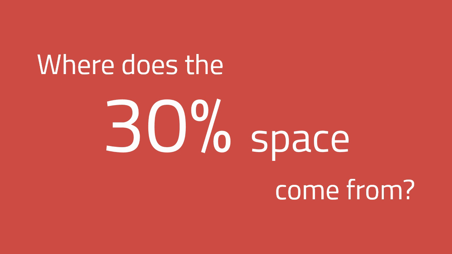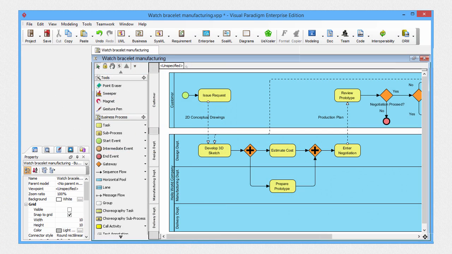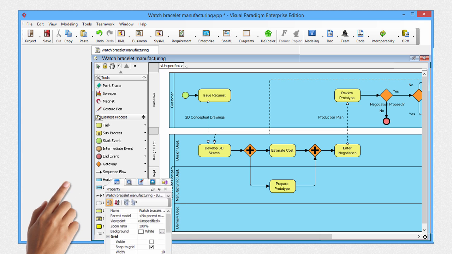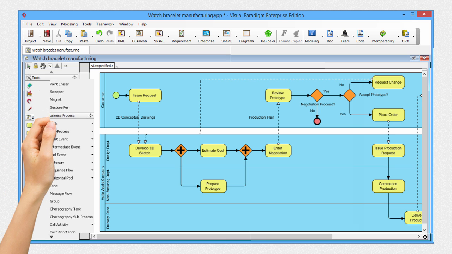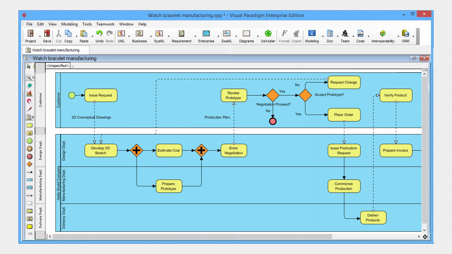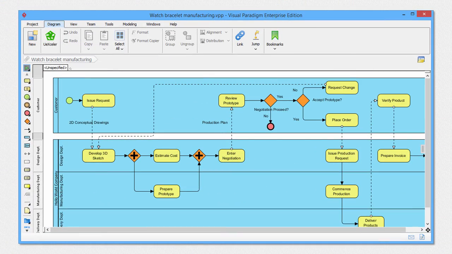So where does the 30% come from? First, we hide the panes: Diagram Navigator, Model Explorer, Property Pane, etc. Then we minimize the diagram toolbar. And along with other innovations, a new user interface was formed. And this is the sleek user interface. Let me walk you through all the major changes.